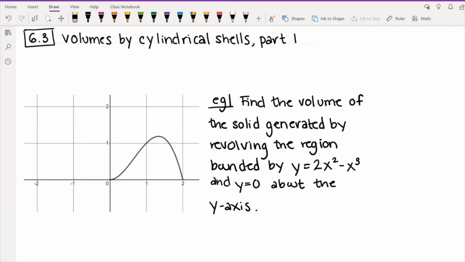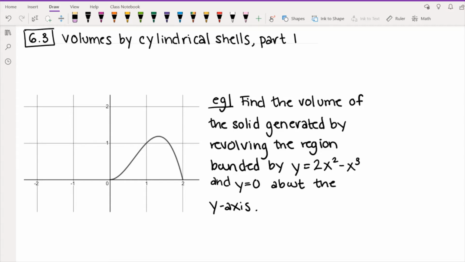So I want to start by looking at an example as a jumping off point for seeing why we need this new method. Then we'll talk about the general formula and setup, and then we'll do 3 more examples. So yeah, let's get into it.